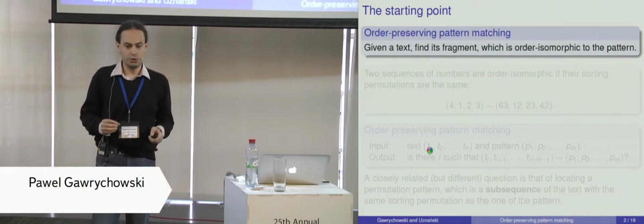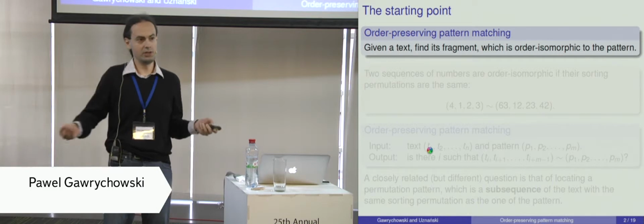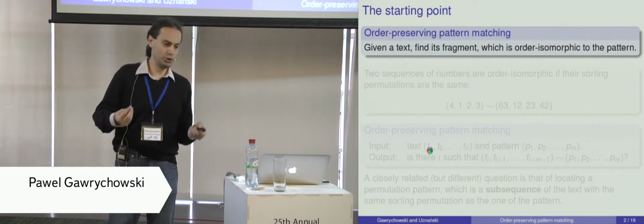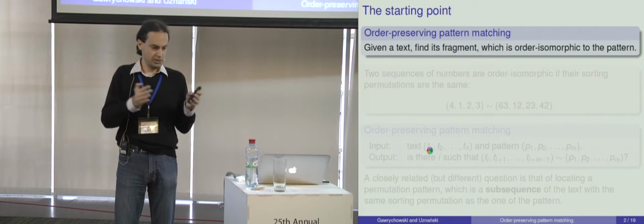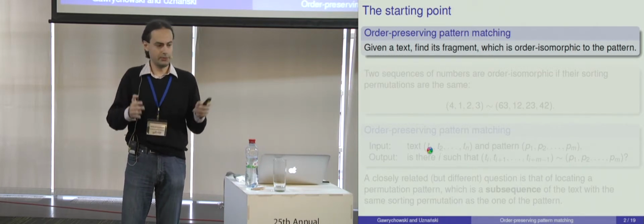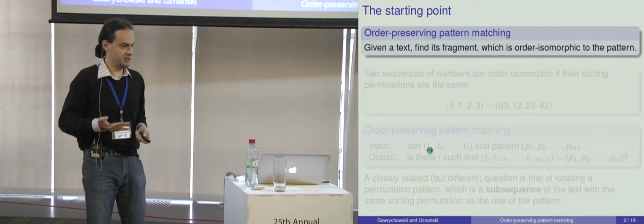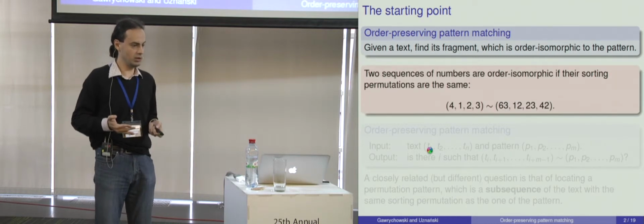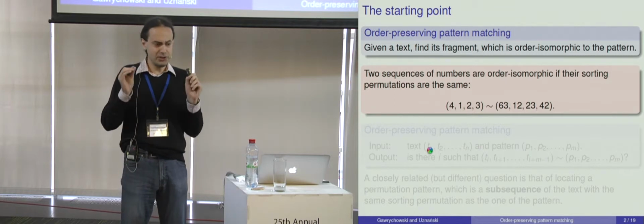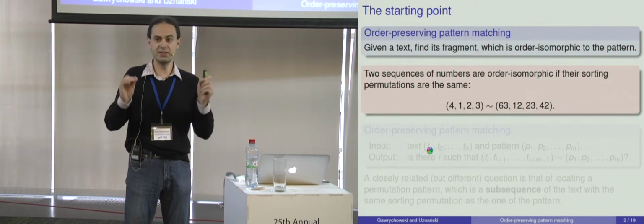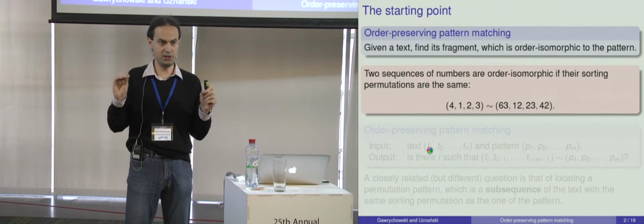So the idea is that, as usual, you get some long text, you get a pattern which is long or maybe short, and you want to find a fragment of the text which is, in this case, order isomorphic to the pattern. So what does it mean that something is order isomorphic? We say that two sequences of numbers, so we are working with sequences of numbers, are order isomorphic when the sorting permutations of those two sequences are the same.